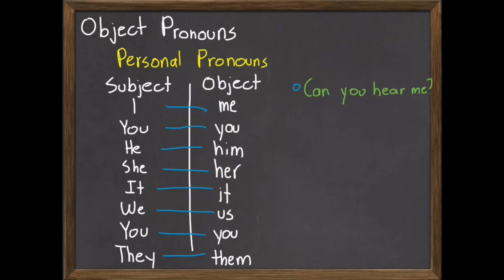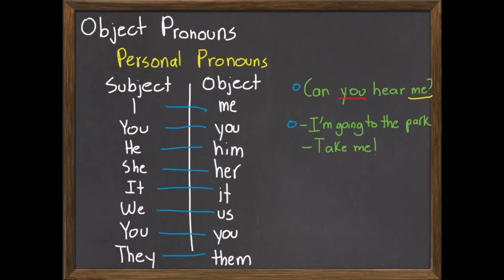For example, can you hear me? Here we have 2 personal pronouns. We have a subject pronoun, you, and an object pronoun, me. Can you? Here we're talking about the subject, you. Hear me. Here we're talking about the object. Can you hear me?